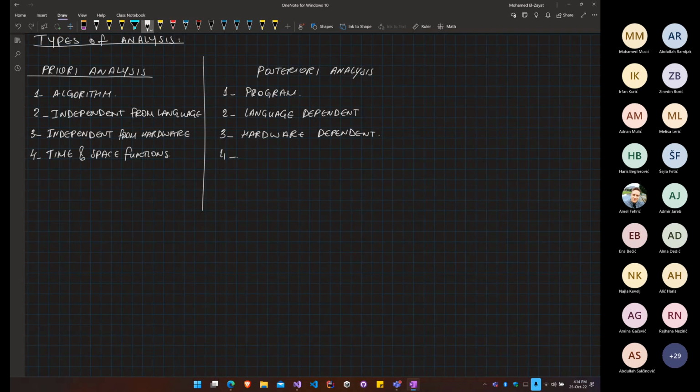And we measure time in milliseconds, microseconds, nanoseconds, whatever, and we measure space in bytes or qubits or whatever. So these are the two types of analysis that we can commonly say exist when it comes to software engineering or algorithm analysis. You usually encounter either this or that when you are working on a project.